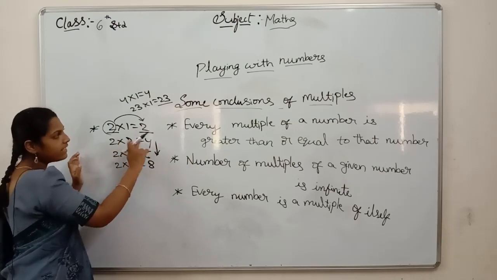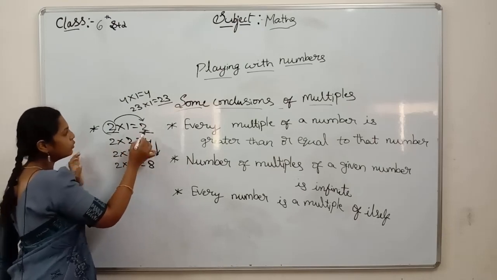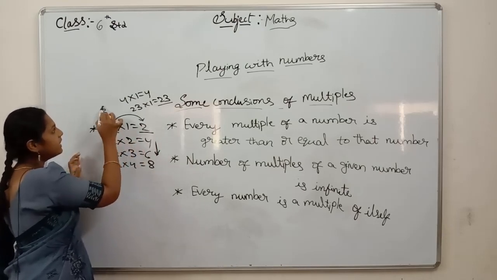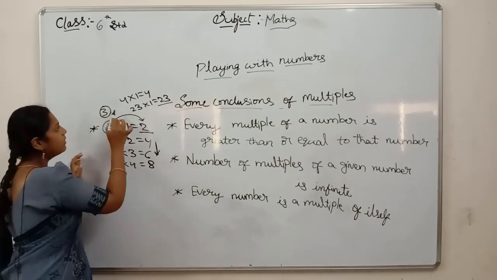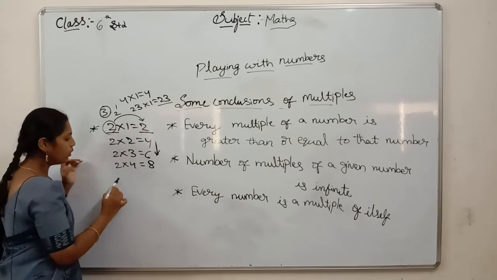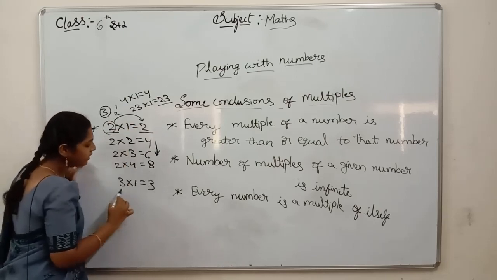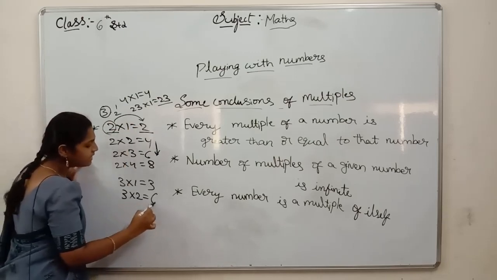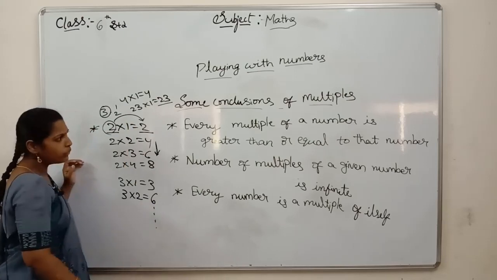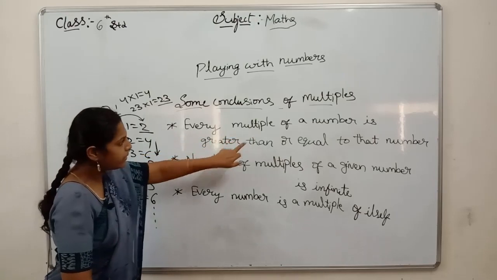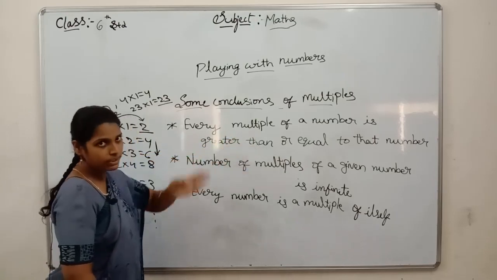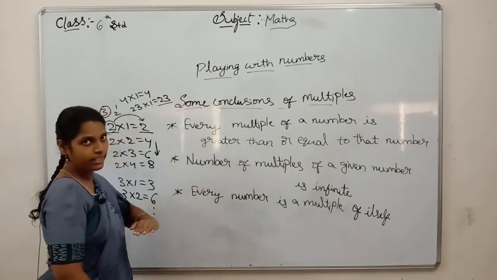We can't see here any number less than 2. If you take 3 table, can we see any number less than 3, like 1 or 2? No. 3 ones are 3, 3 twos are 6, like this it keeps increasing. We can't say a smaller number. That is the first one: every multiple of a number is greater than or equal to that number. We can't find smaller numbers in multiples.